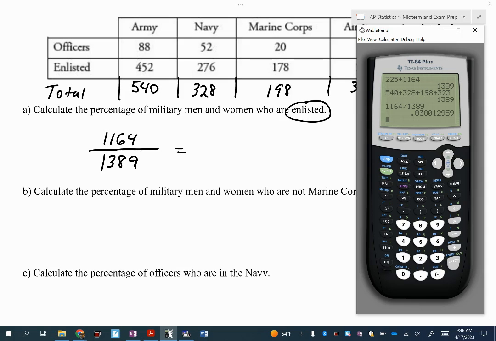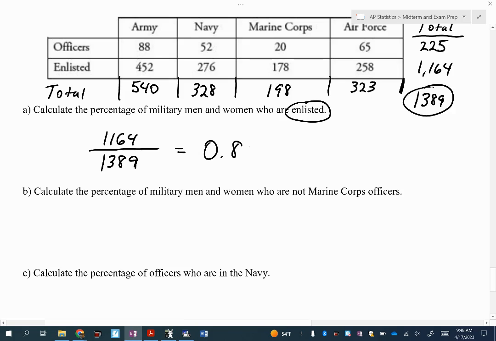And I get 0.838. Or if you want to put it as a percentage, 83.8%. And this is going a long way back, guys. We're talking about in August. Any questions on the letter A?